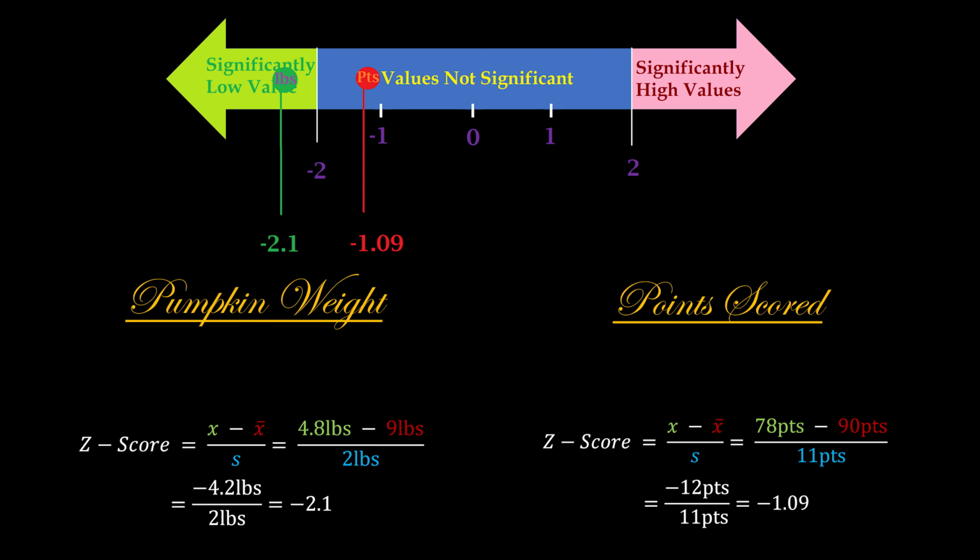Since a z-score of minus 2.1 is further from the mean, we would say that the weight of the pumpkin is more extreme. Notice that when we use z-score, we are essentially stripping our data values of its units. This is the only reason why we are able to compare the two data values.